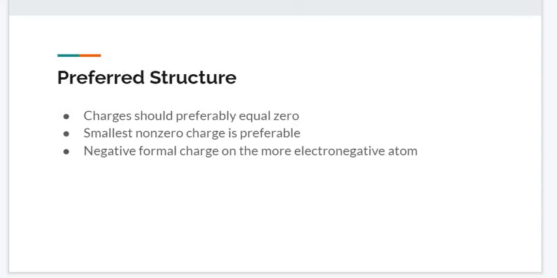Let us talk about the preferred structure that we will look for in a Lewis structure. We would like the charges to preferably equal 0. You would also like the smallest non-zero charge to exist. Also, the negative formal charge should be on the most electronegative atom. And that pretty much sums up this video.